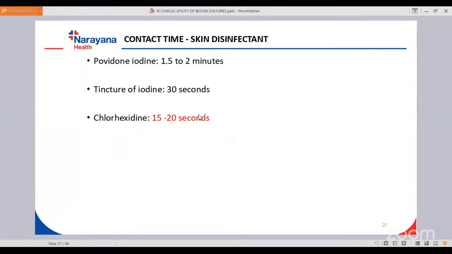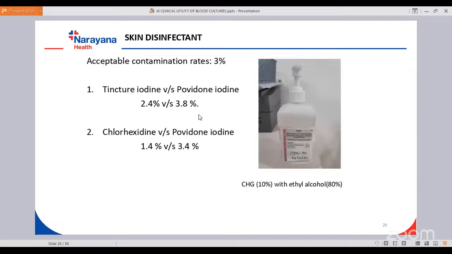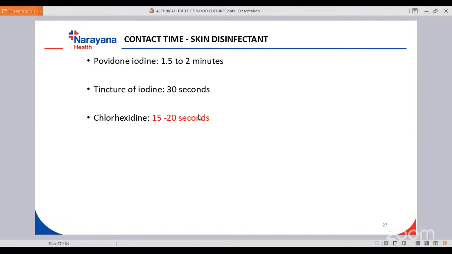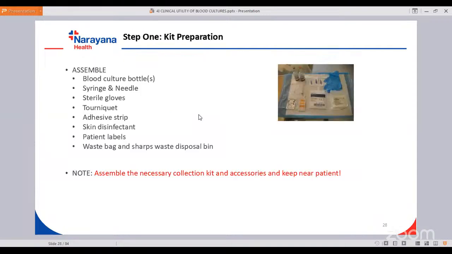Only 15 to 20 seconds. So it acts quickly. It gives a lower contamination. Plus, the irritation because of iodine, the discoloration of the skin and the linen is avoided when you use chlorhexidine. So chlorhexidine is the material to be used.